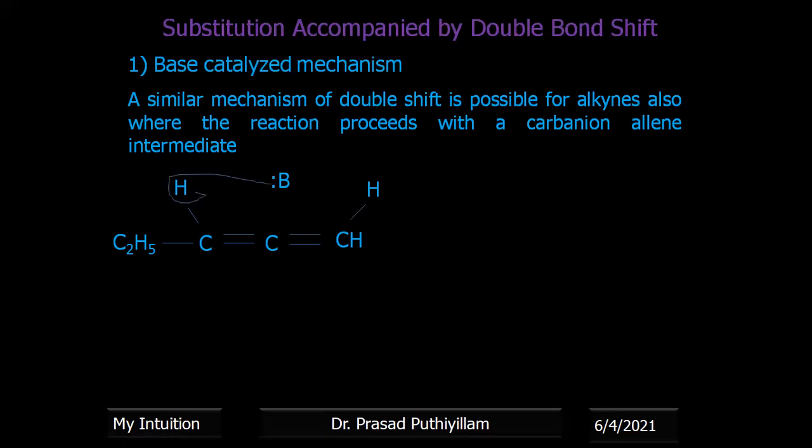Again the base goes and abstracts another H plus from that, giving a carbanion. Further the electron movement takes place, it forms a triple bond there, and the double bond is shifted to the end carbon atom. Then further it takes the proton from that and it stabilizes. So this is how this type of base catalyzed mechanism is possible in alkyne. That representation is given here.